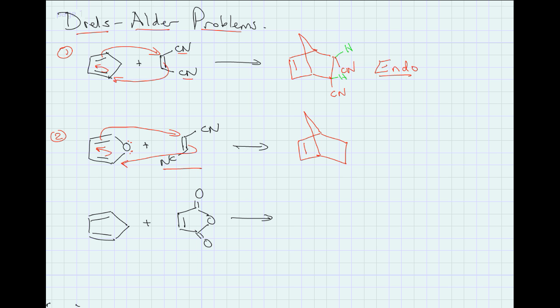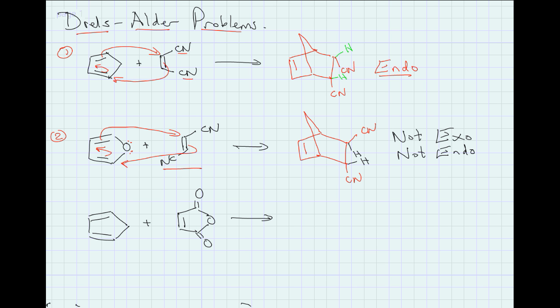But since our 2 CN groups are trans to each other, we're going to end up with neither the endo nor the exo product, because one of them is going to be down and one of them is going to be up. If I emphasize that by adding hydrogens, you can see that one of the hydrogens will be down and one of the hydrogens will be going up. So this is not exo and it's not endo. It's neither one of these things.